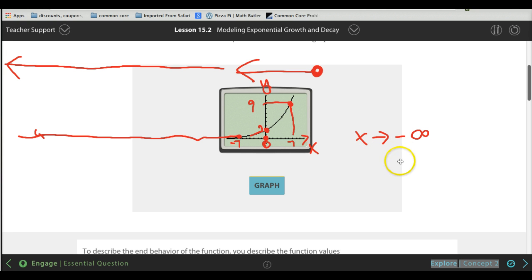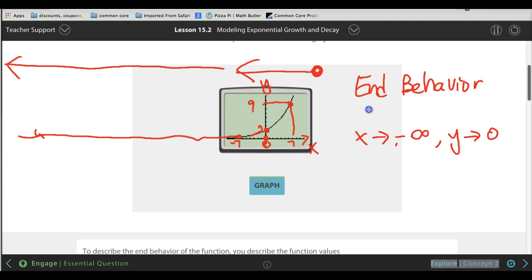So how do we express that? As x goes to negative infinity, y goes to 0. And that's it. That is what end behavior is. So please make sure you understand this is what end behavior is. End behavior is as x goes into infinity, y goes into infinity, and as x goes into negative infinity, y goes to 0. So you just have to be able to look at a graph and describe it.